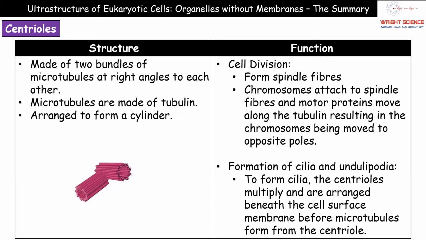Our second structure of this summary are the centrioles. Now, the centrioles themselves are actually made of these two bundles of microtubules that are arranged at right angles to each other. And you can see that in the little diagram down the bottom here. So you can see that we've got one bundle of microtubules running kind of towards the right of the screen, and then the other bundle of microtubules at 90 degrees to them, so at right angles.